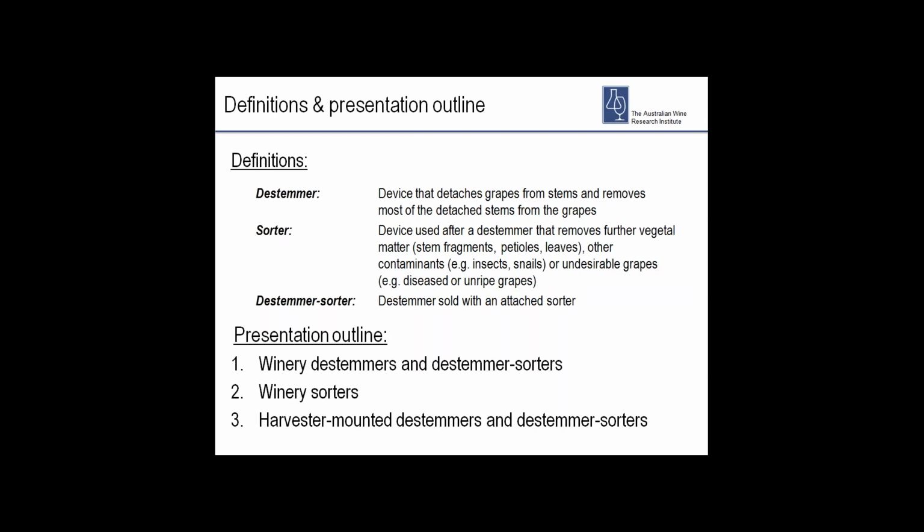And then a destemmer sorter is just a destemmer sold with a sorter attached to it, and this configuration is becoming increasingly common. So in the presentation, I'm really going to first talk about winery destemmers and the destemmer sorters that followed. Then I'm going to talk about standalone winery sorters. And finally, I'll talk about harvester-mounted destemmers and sorters, something that has also taken off a bit over the last 10 to 15 years.